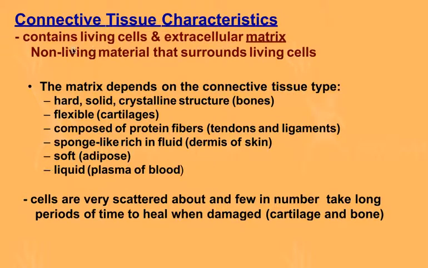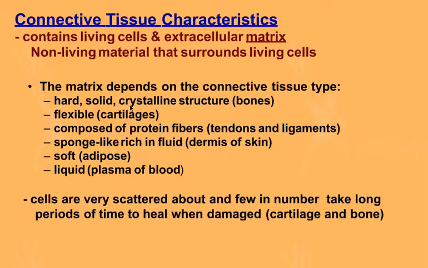First of all, the living cells are called formed elements, and our extracellular matrix is a non-living material that's going to surround our living cells. So all connective tissues contain that non-living stuff. And there are different kinds of matrix depending on what type of tissue we have.